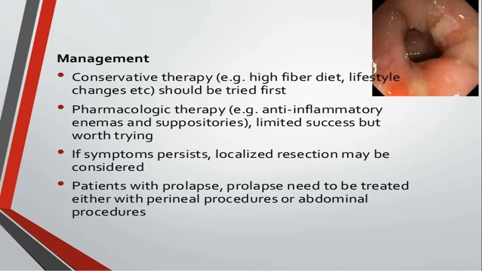If it's not helpful, then go for pharmacological therapy: anti-inflammatory enemas and suppositories. Limited success, but worth trying. If symptoms persist, localized resection may be considered. Patients with prolapse need to be treated with either perineal procedures or abdominal procedures.